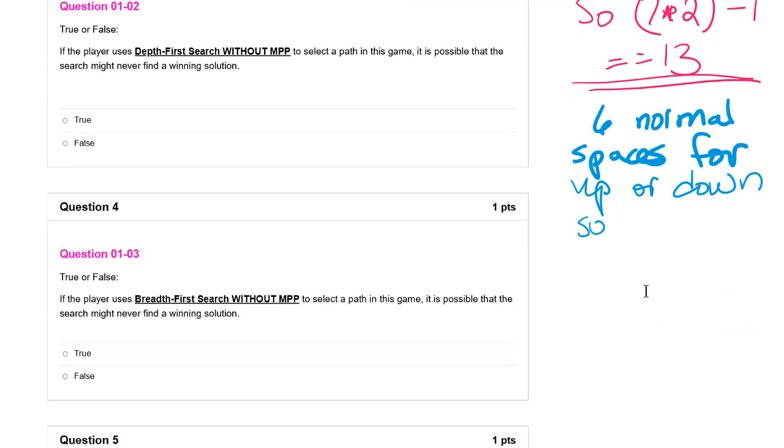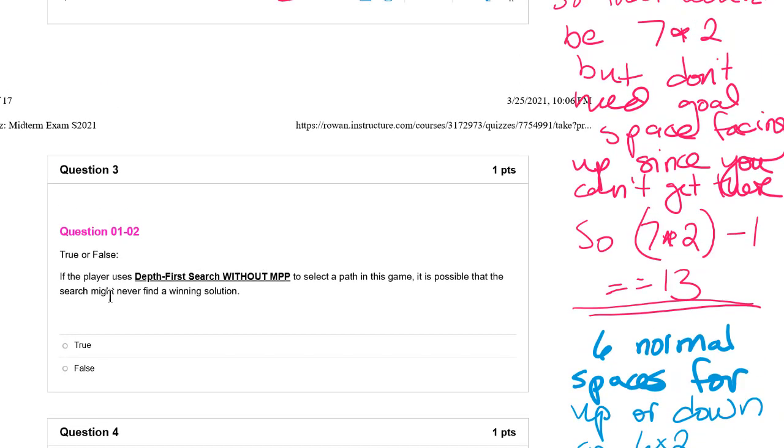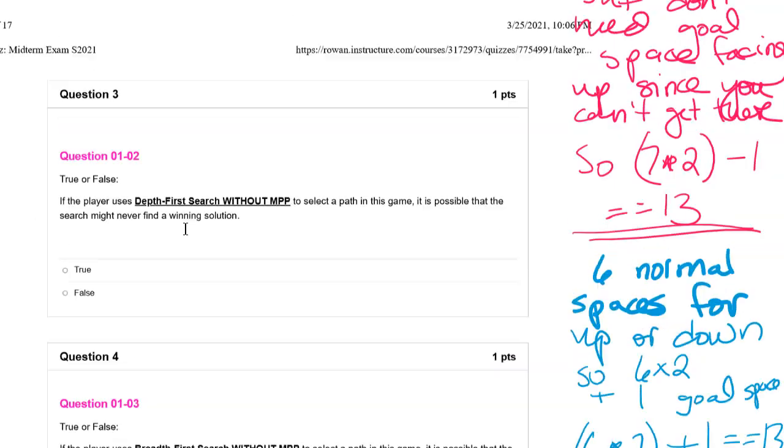So that's 6 times 2 plus 1 goal space. And so we have 6 times 2 plus 1 is 13. So that's what I was looking for. Let's just look at these other quick ones on the left here.